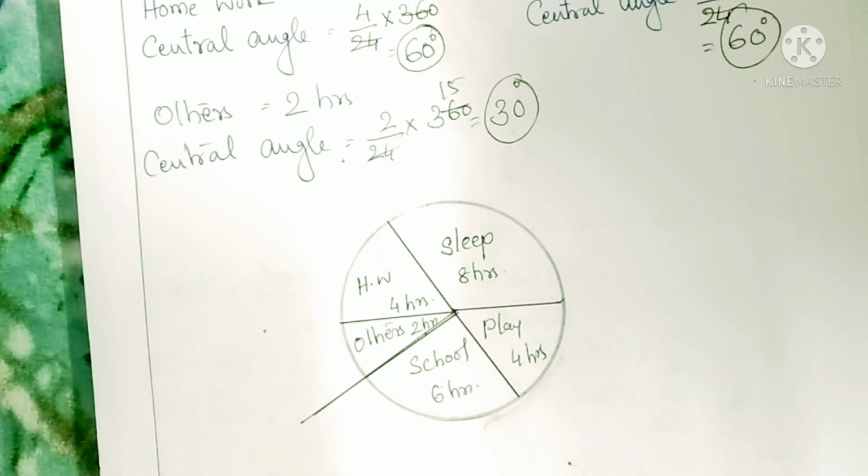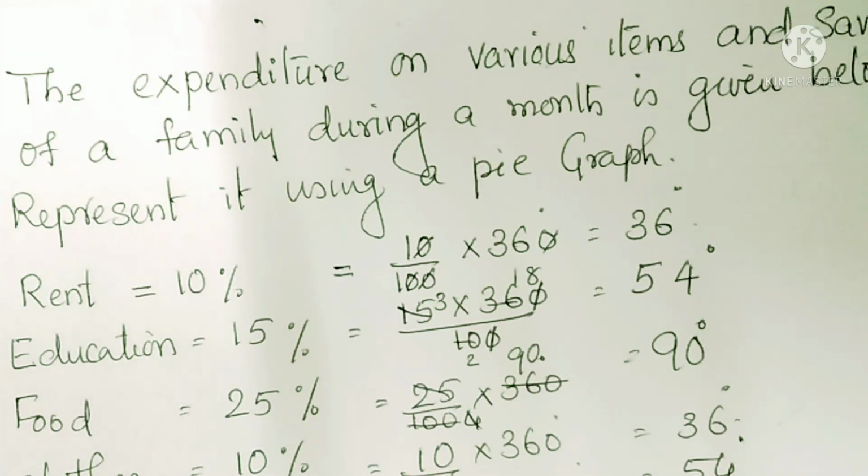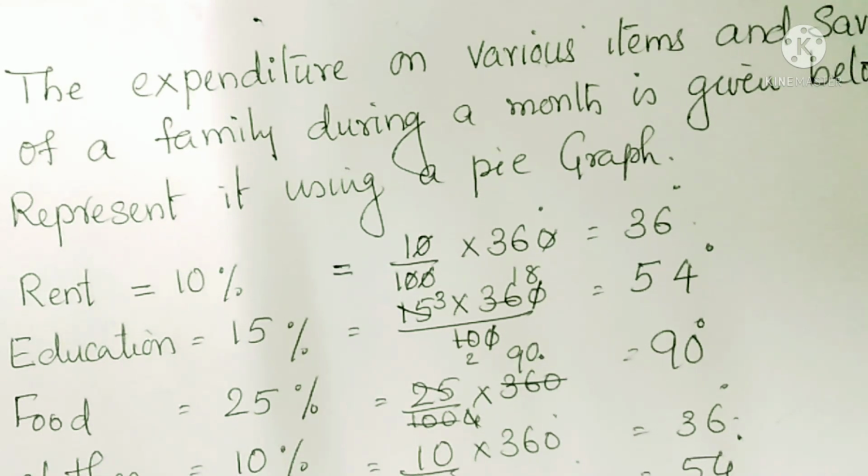Now, sometimes they will give you percentage. So, when it is given in the form of percentage, how to draw it? One more example we will see. The expenditure on various items and savings of a family during a month is given below. Represent it using a pie graph.